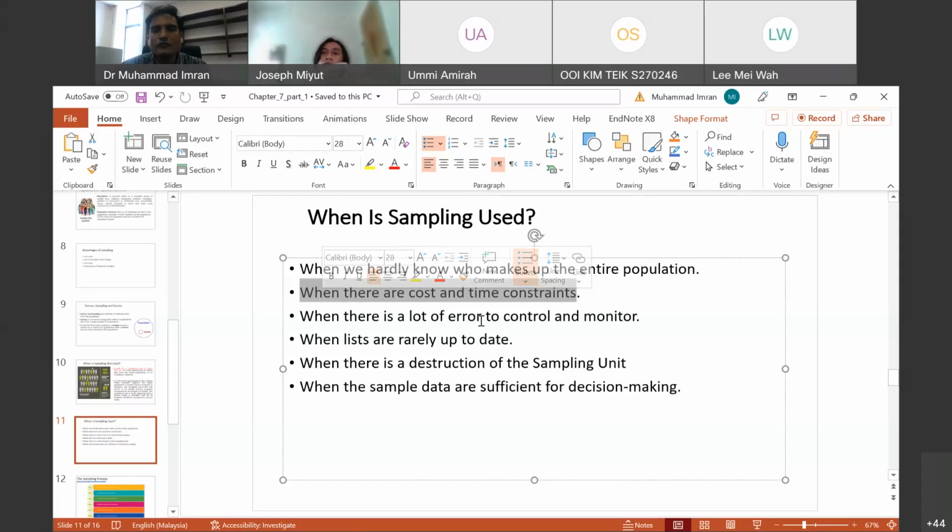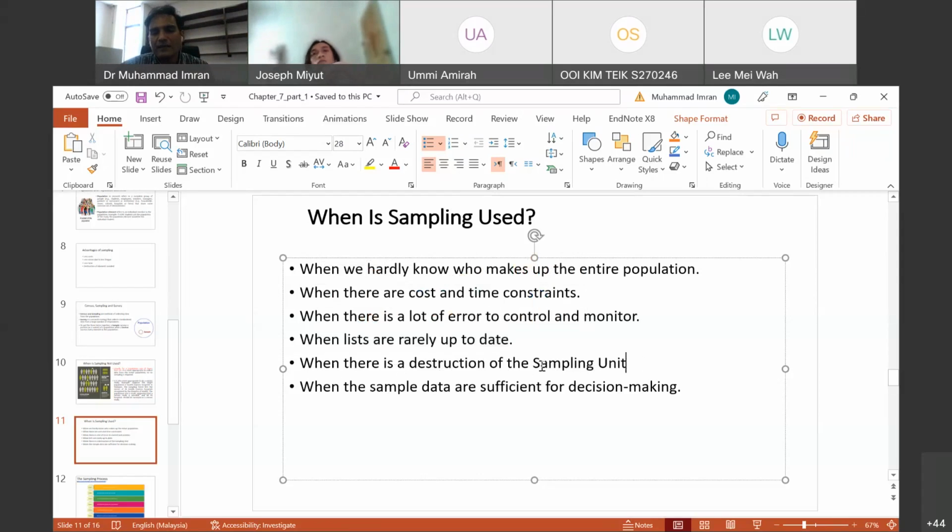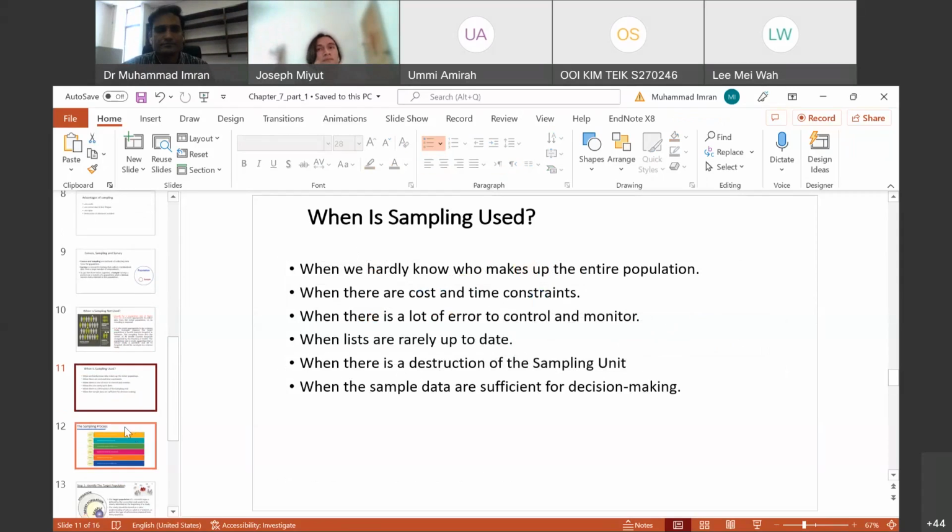Sampling is also used when there is a lot of error and control to monitor, because a big population has big error and is very hard to control, very hard to get responses from all employees. And when we don't have an exact list, we don't have an exact sampling frame. There is a distraction of the sampling unit, maybe different sampling units. The sample data are sufficient for decision making. Very simple, just go for a sample if the population is big.